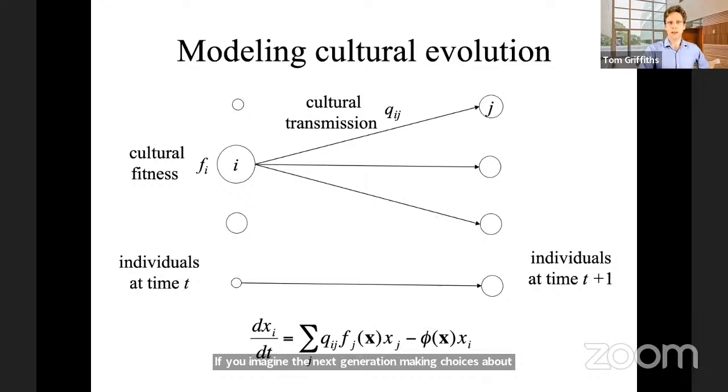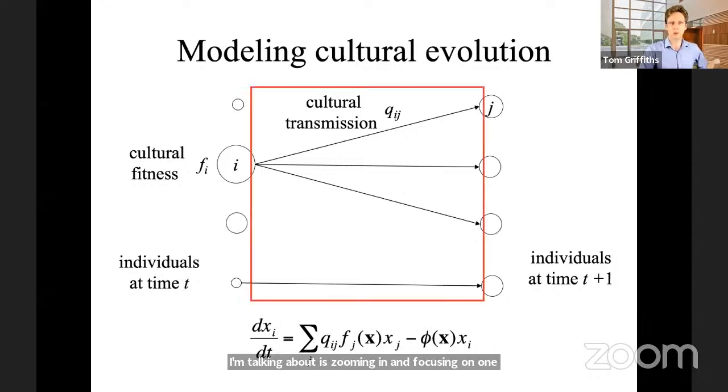And then we have a process by which this information is transmitted to the next generation. Through that transmission process, it can undergo changes. Those changes here are characterized by this matrix Q that gives us the chance that a parent of type I, say, has a child of type J, right? And so when I'm talking about cultural transmission, what I'm talking about is zooming in and focusing on one aspect of this more general model of cultural evolution, which is just trying to understand this transmission process.